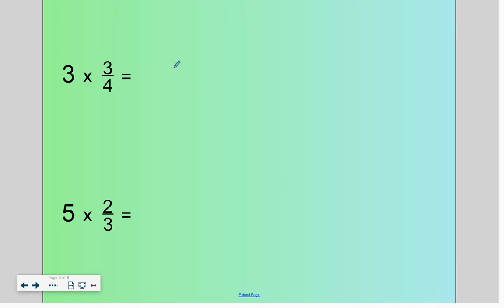So, in order to multiply a whole number by a fraction, we take our whole number and we multiply it by the numerator, and we keep our denominator the same. So we end up with 9/4. This is an improper fraction. So either we can set up our long division, 9 divided by 4.